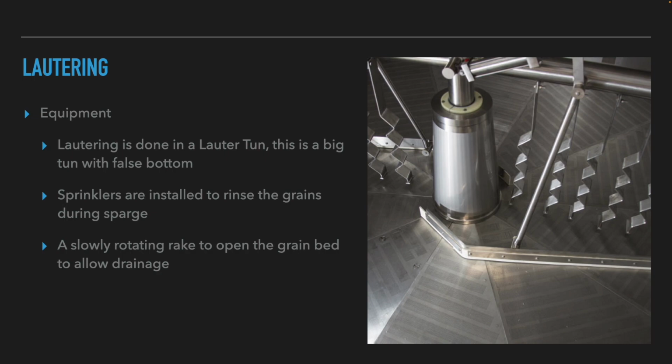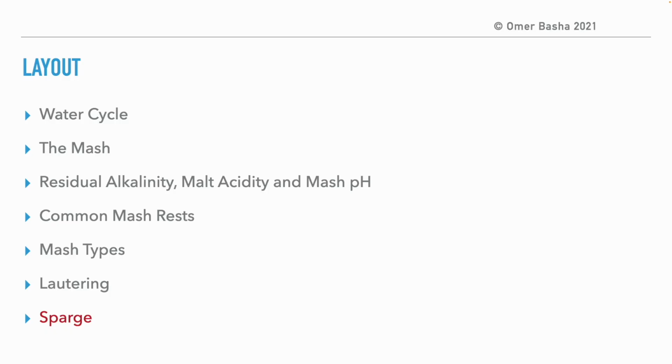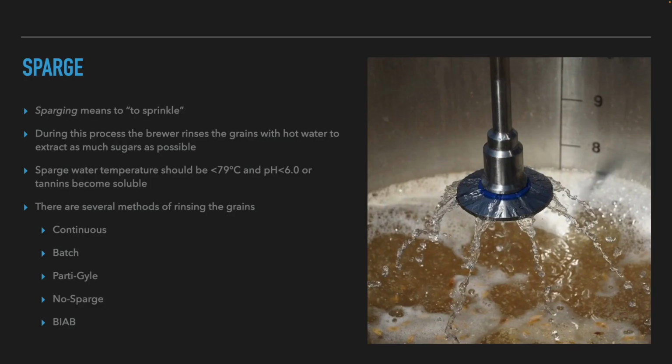This is a big container with a false bottom. On the top, sprinklers are installed to rinse the grains during the sparge. In very wide or very deep lauter tuns, a slowly rotating rake will be installed to open the grain bed to allow drainage. And finally, after the lautering, we need to discuss the different options for the sparge process.